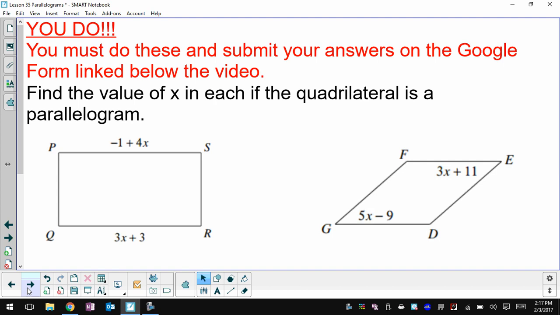So I got two for you to do. Use the properties of parallelograms. These are both parallelograms. And submit your answers on the Google form, and we'll talk about them in class.